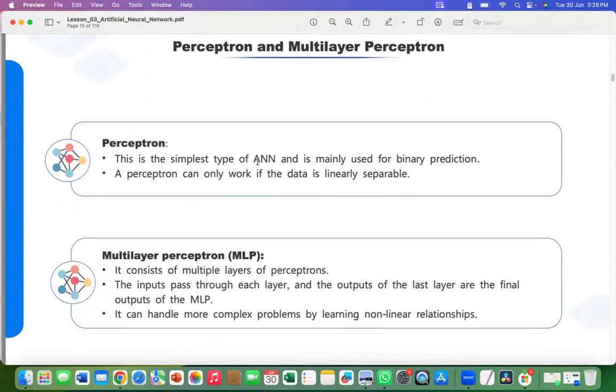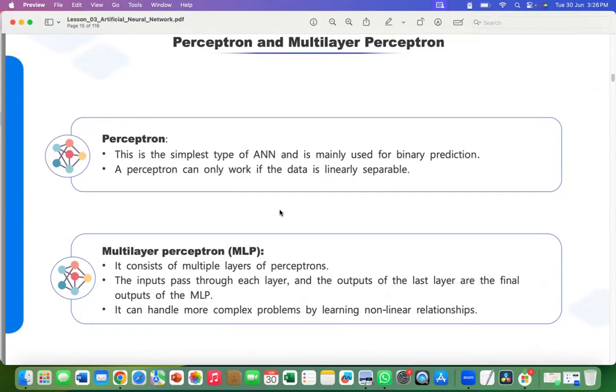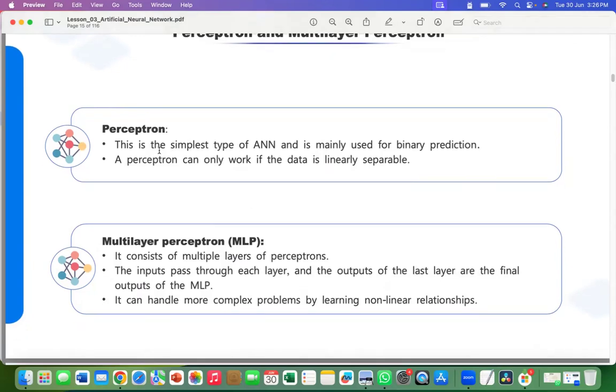First, let's come to perceptron and multi-layer perceptron. Perceptron is the simplest type of ANN and is mainly used for binary prediction. Of all the types of ANN, the simplest type is the perceptron, and we use it for binary prediction. A perceptron can only work if the data is linearly separable. Perceptron will work only if data is linearly separable. If data are not linearly separable, then we cannot use this perceptron model.